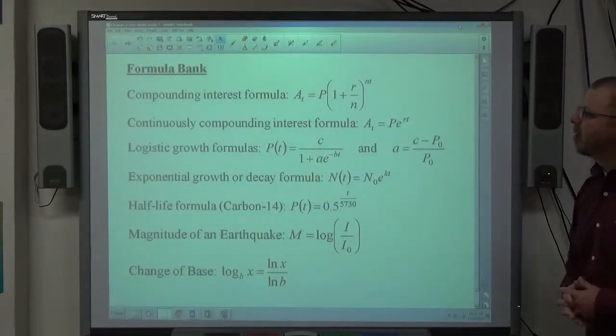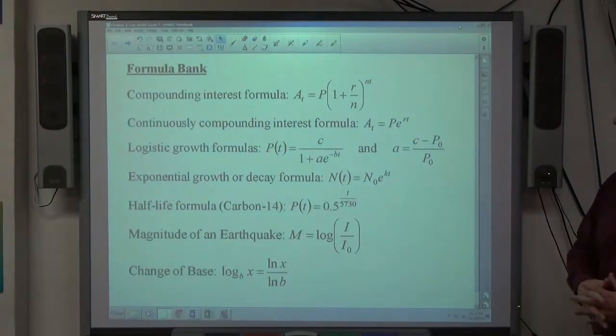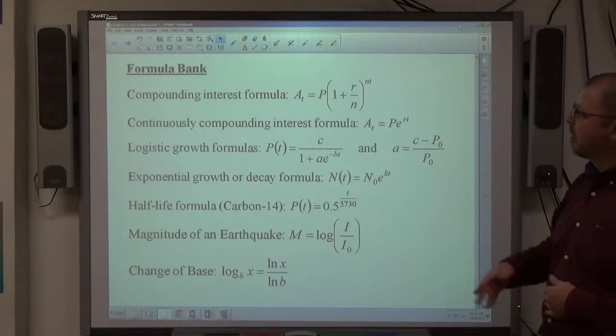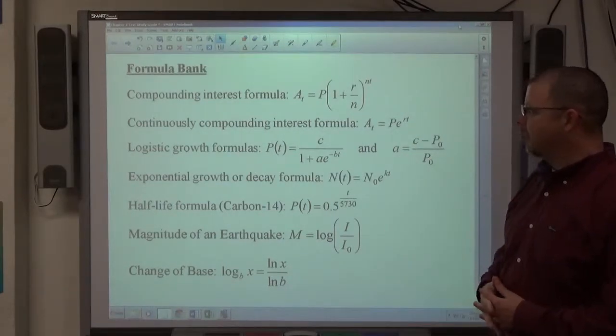Okay, the first thing I want to bring to your attention about the Chapter 4 test is this sheet is going to be supplied to you during the test, the formula bank. It was also printed out on the practice test. These are all the formulas that are going to have to be used during the test.